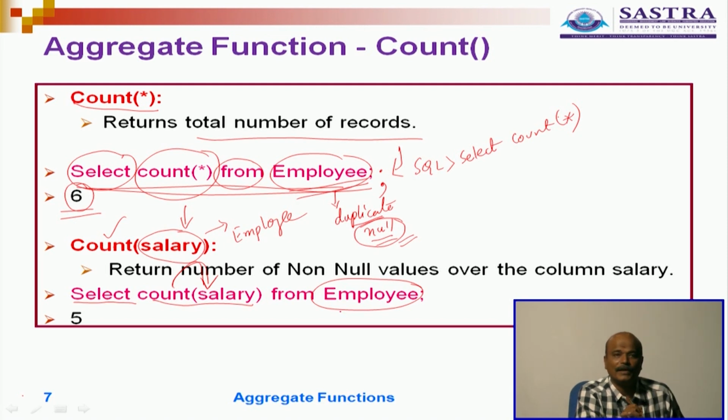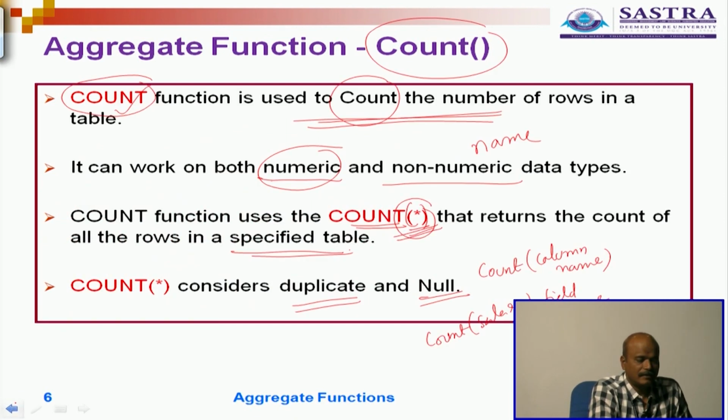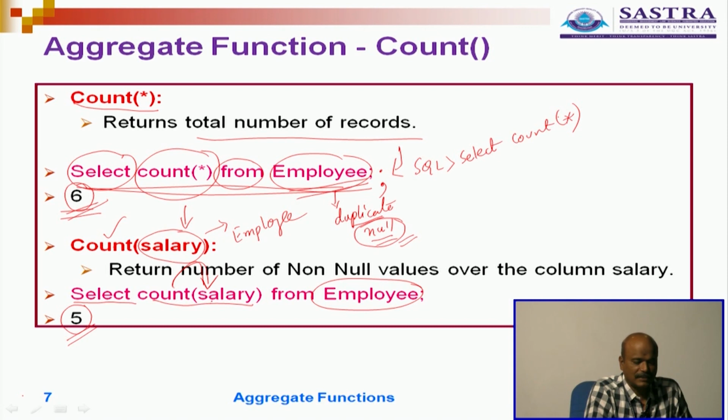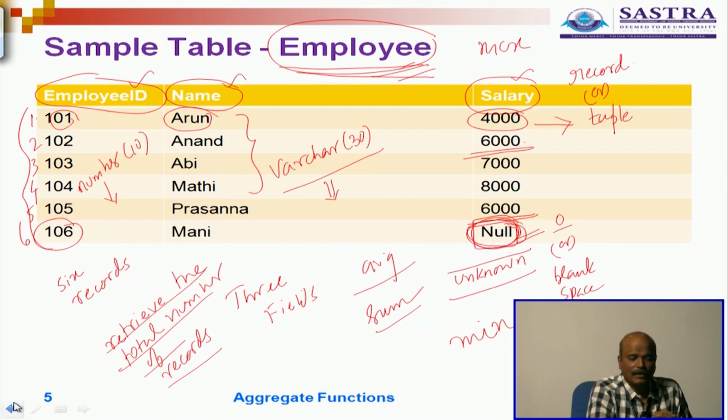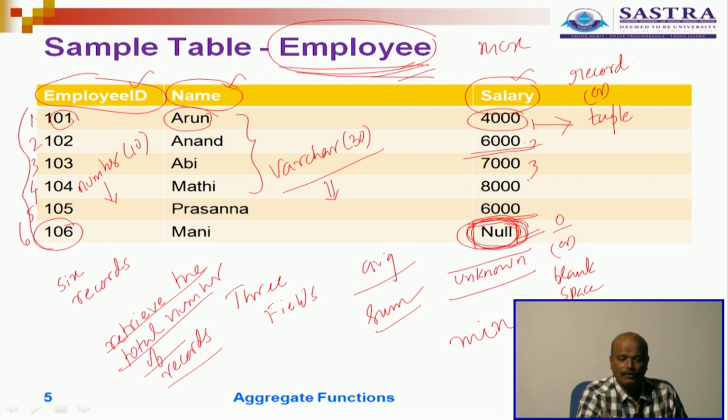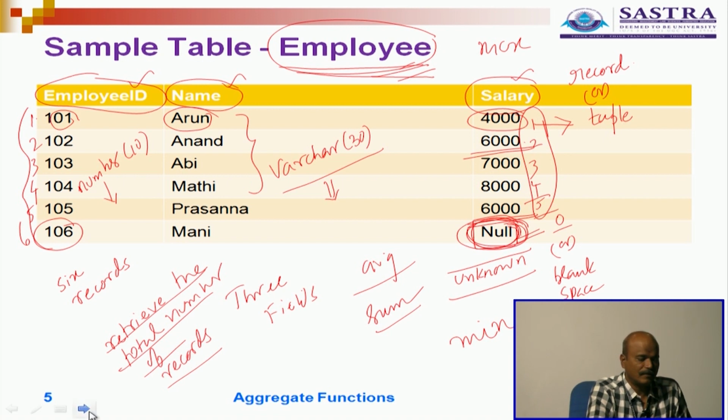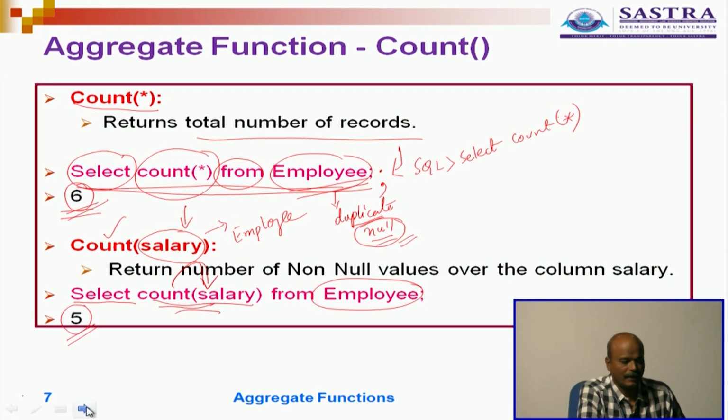Now you can visualize the difference. If you see the output, for the previous command the output given by the system is 6. Now the output is 5. So what is the reason? If you are going to use this version of count, it will skip the null values. So here you are having one record with the null value. So 1, 2, 3, 4, 5. So count is going to be 5. Okay, so that is the second version of count.